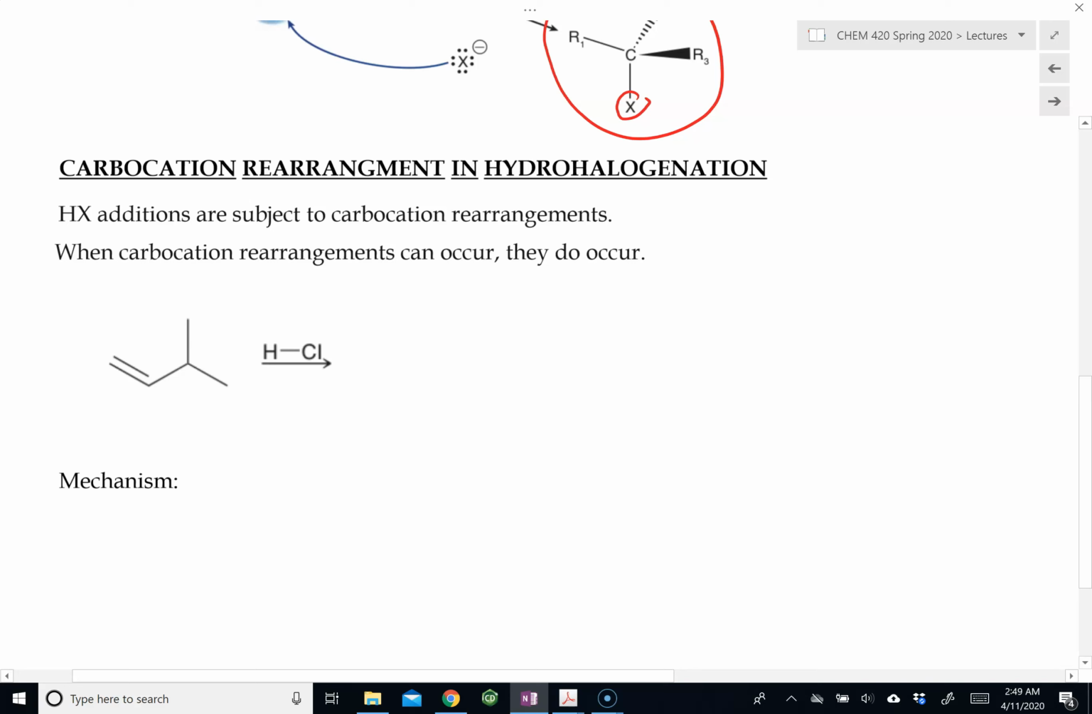And as I briefly mentioned earlier already, carbocation rearrangement. So in a hydrohalogenation reaction, if it is possible for the carbocation to rearrange to produce a more stable carbocation, then yes, it will happen. So the HX additions are subject to carbocation rearrangement. And when they can occur, they do occur and will occur.